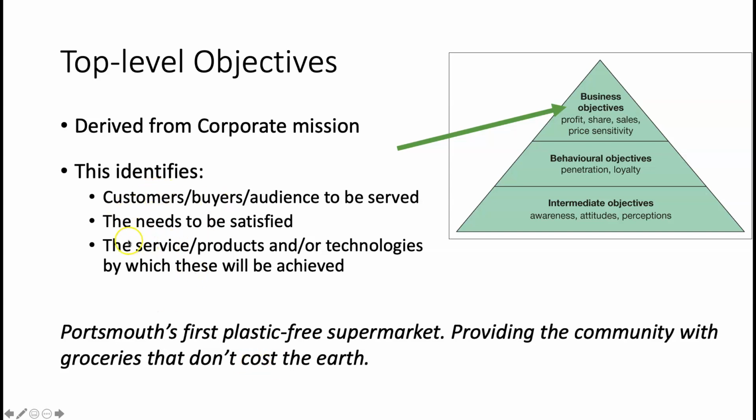And finally, the service or product is that we're providing a plastic-free supermarket. So as you can see, the mission statement that was developed for the package-free larder completely encompasses these three areas. So as part of the weekly workshop activity, I'm asking you to develop a mission statement for your positive impact project that encompasses these three elements, which you can then derive an overarching objective from.